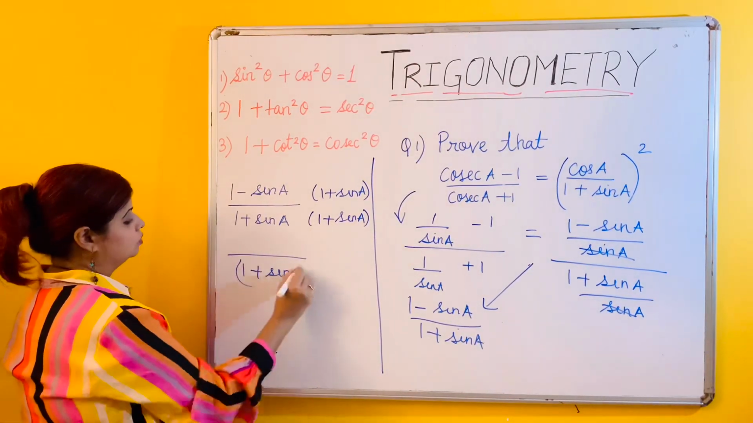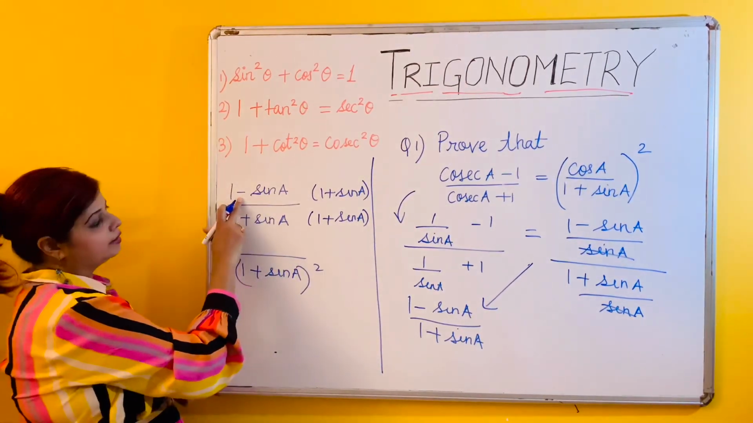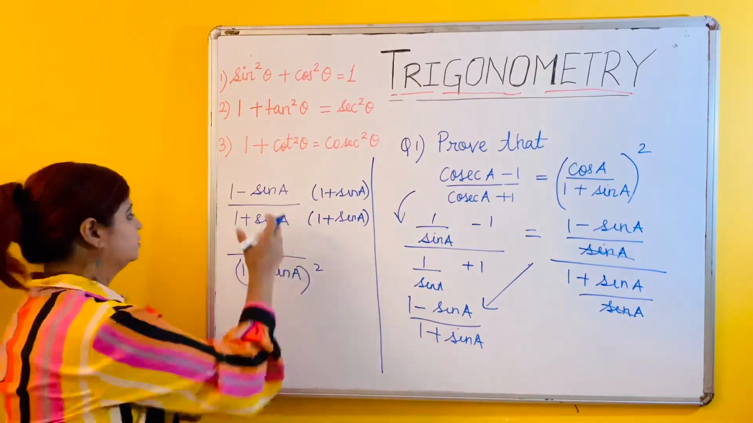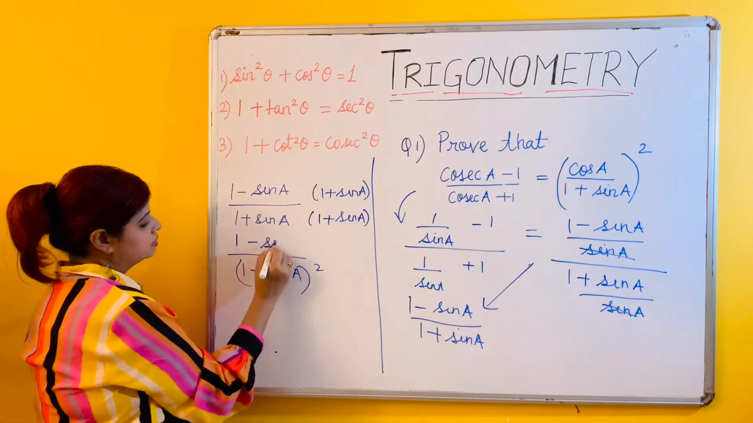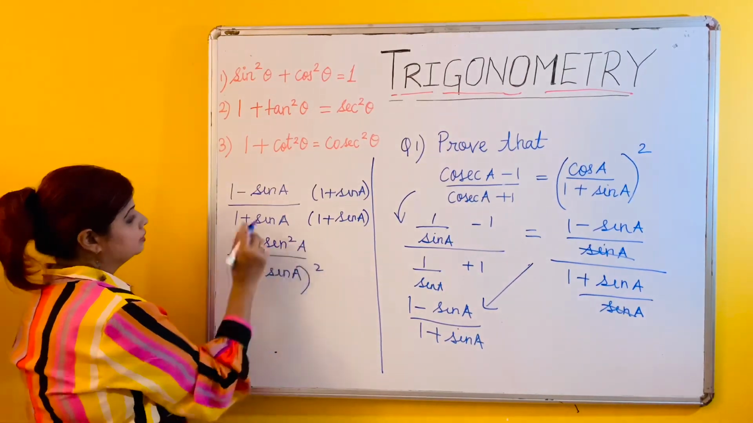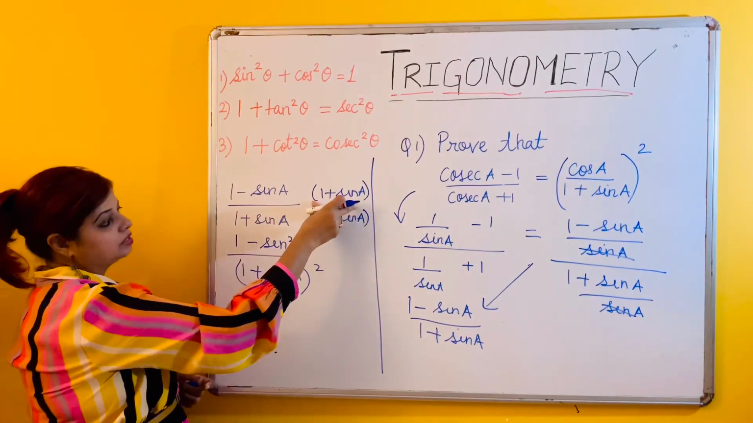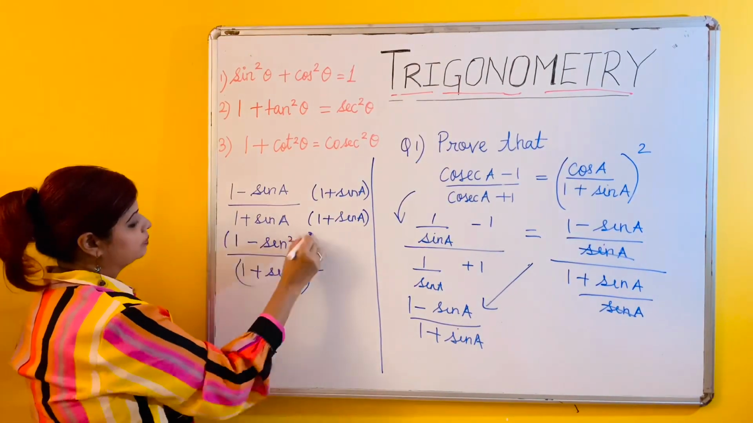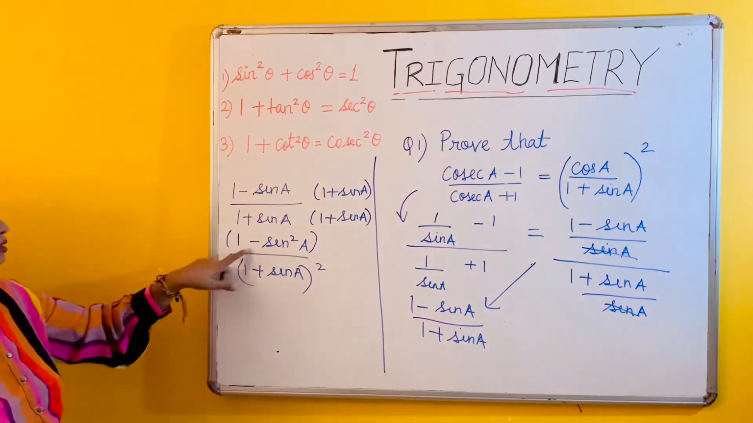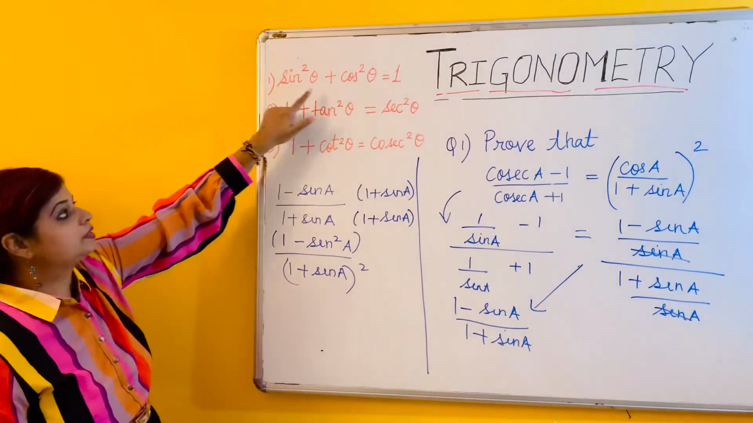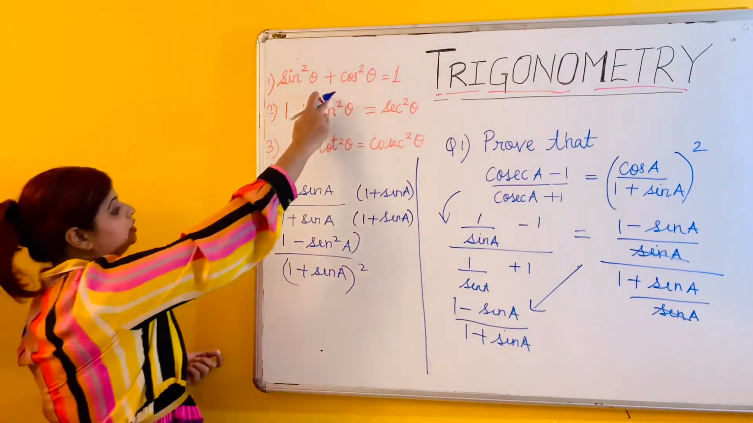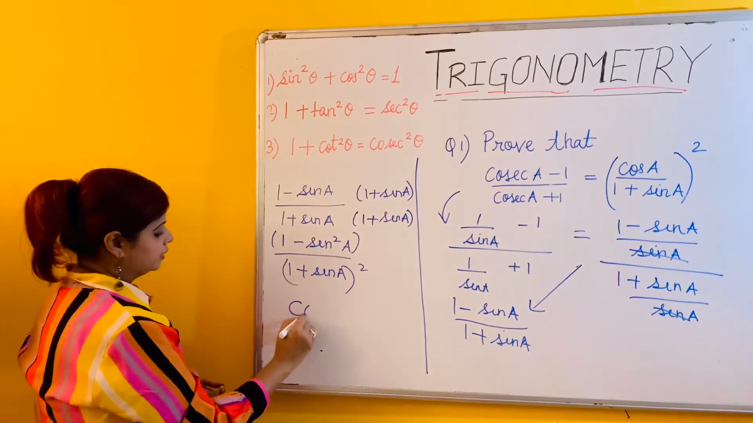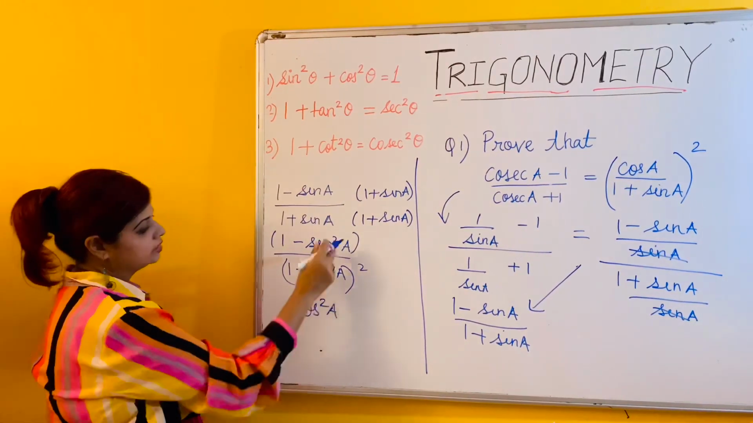Okay. Now what about this? So you remember the formula, A minus B into A plus B is what? A square minus B square. So it is nothing but 1 minus sin square A. Why? Because A minus B and A plus B is nothing but A square minus B square. Okay. So it is 1 minus sin square. Now if you remember, what is the first identity? Sin square theta plus cos square theta is 1. So can we use it here? Yes. So 1 minus sin square theta is nothing but cos square A, because it's in terms of angle A.